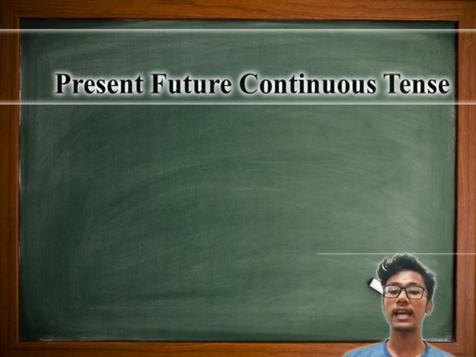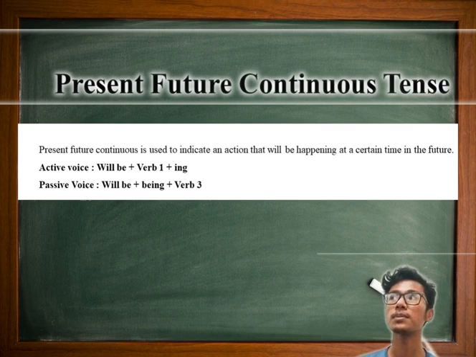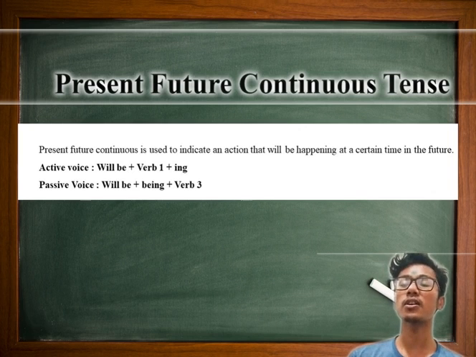Present future continuous tense is used to indicate an action that will be happening at a certain time in the future. Active and passive voice in present future continuous tense have formulas, which are: in active voice, will be plus verb ing; in passive voice, will be plus being plus verb 3. Before we change an active form to passive form, we have to pay attention to the rules of passive voice.